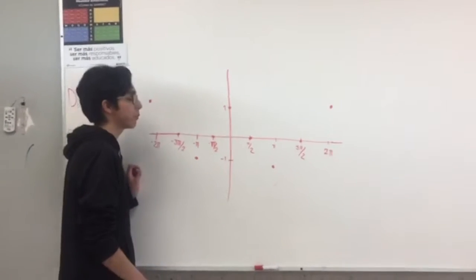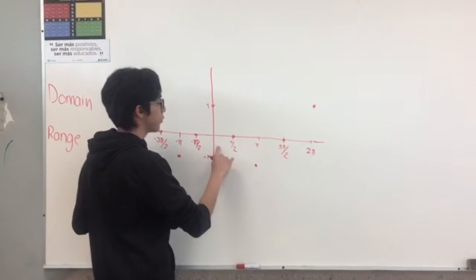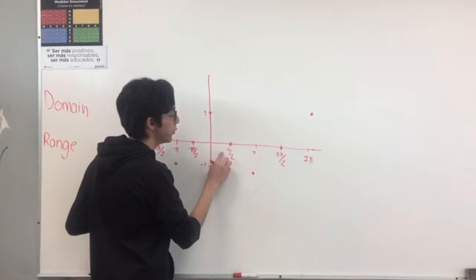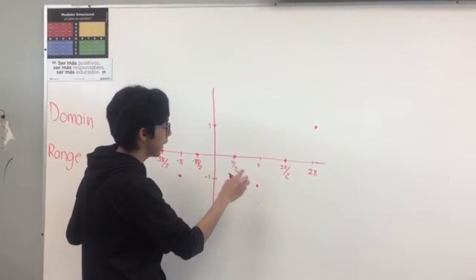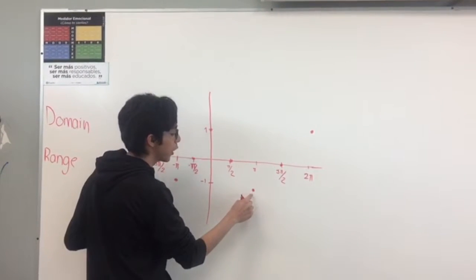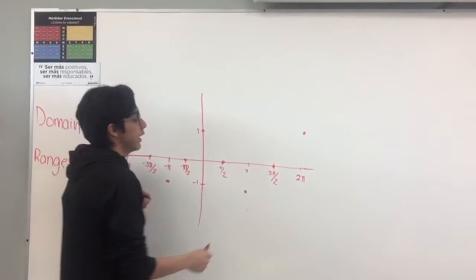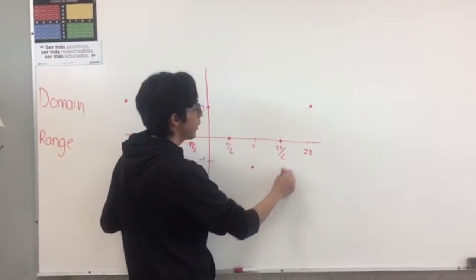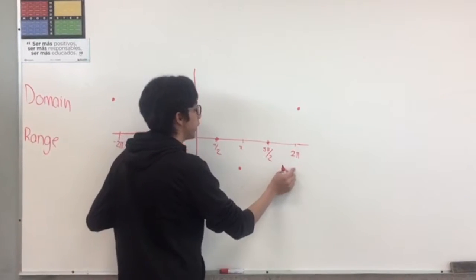The cosine function has a period of 2 pi, starting from 0. Its starting point is (0, 1). Then at pi over 2, it moves to (0, 0). At pi, it moves to (0, -1). At 3 pi over 2, it moves to (0, 0). And at 2 pi, it moves to (0, 1).